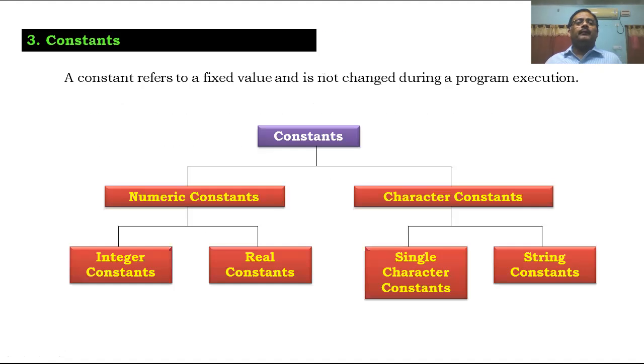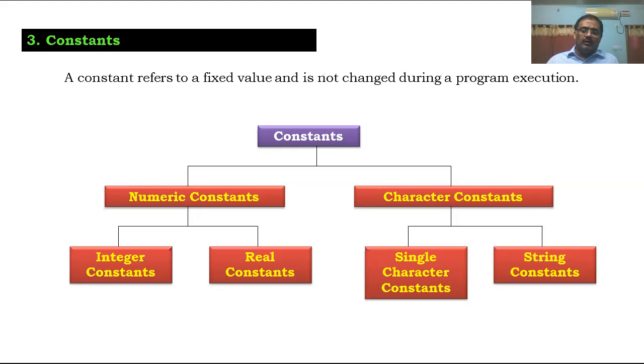Now, constants. A constant refers to a fixed value and is not changed during program execution. The name itself tells us constant means it doesn't have any variation. 5 is a constant. You cannot say 5 is equal to 6. 2.7 is a constant. You cannot say 2.7 is equal to 9.